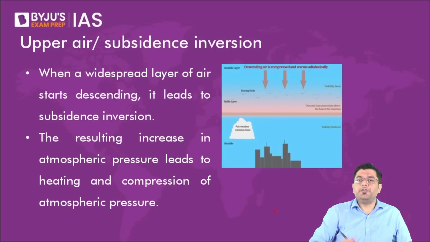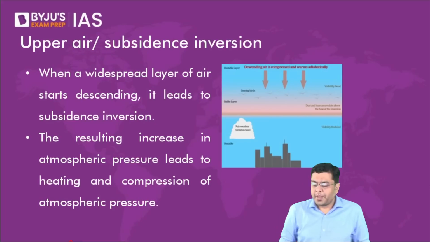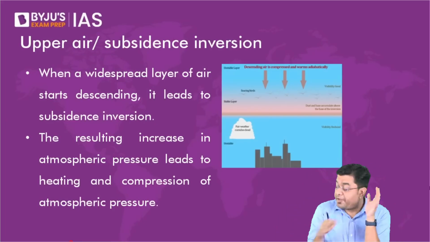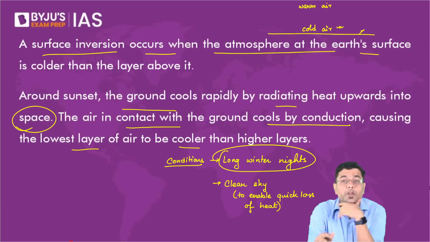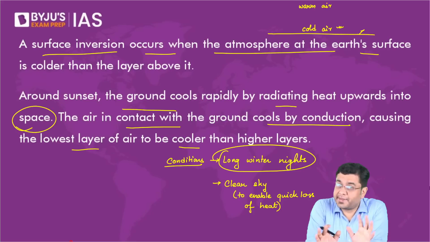Now we have another kind of inversion which is referred to as the upper air or subsidence inversion. Now this is a kind of inversion which you don't experience in regions such as India. Surface inversion, by the way, in India, where do you experience that? In India, you will experience this slightly in the hilly areas or in the northern areas, especially during the winter nights. In the southern part of India, you don't end up experiencing that.